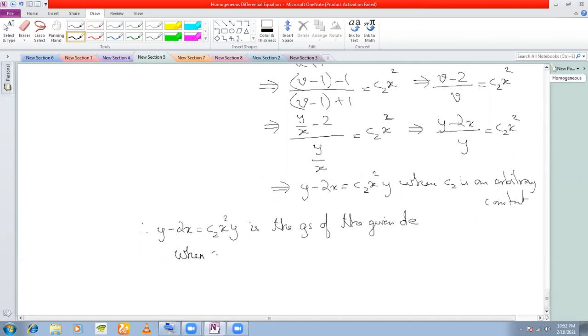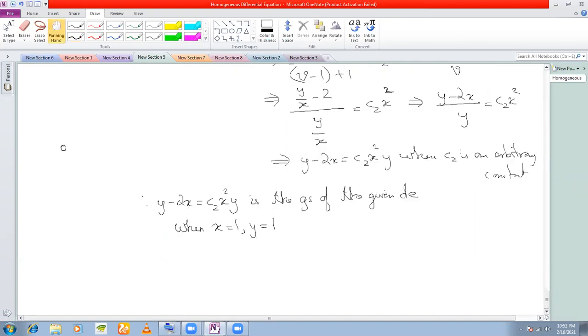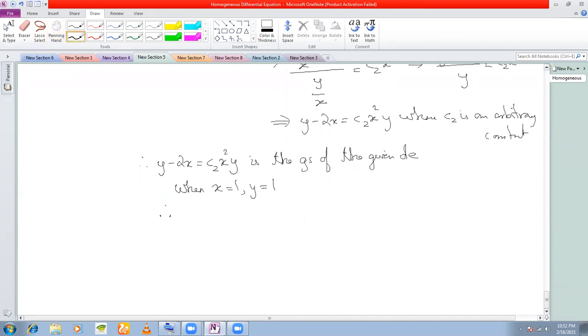When x is equal to 1, y is equal to 1. So you put it here. So therefore, 1 minus 2 into 1 is equal to c2 1 square into 1. So what do you get? C2 is equal to 1 minus 2, which is minus 1. So you're getting the value of the arbitrary constant as what? Minus 1, isn't it?